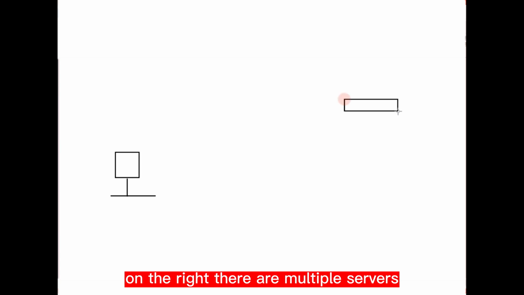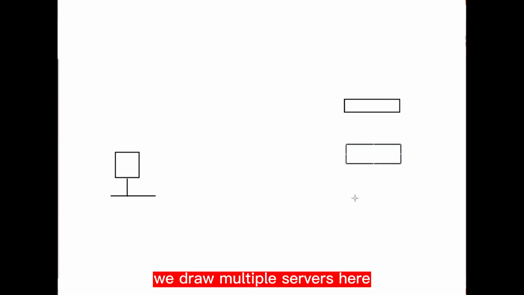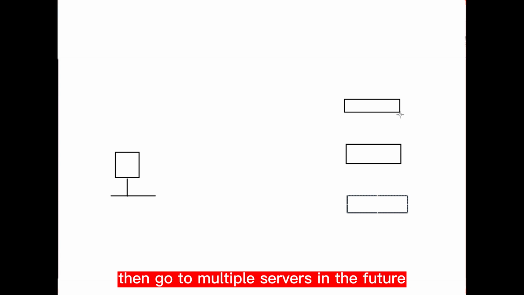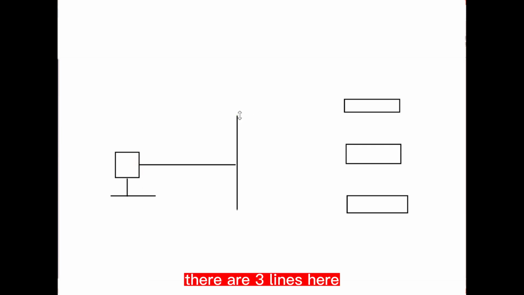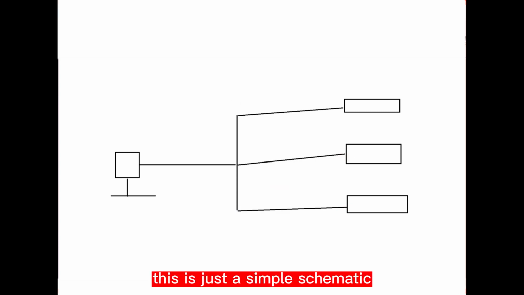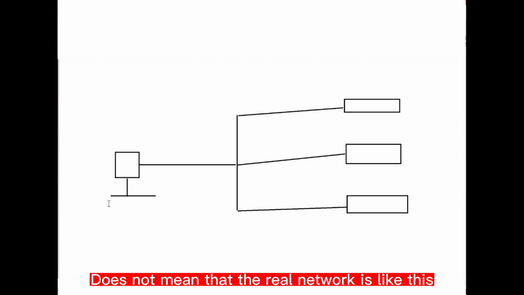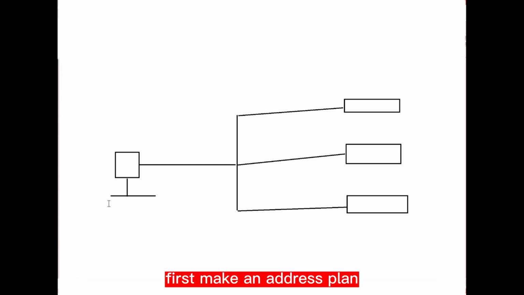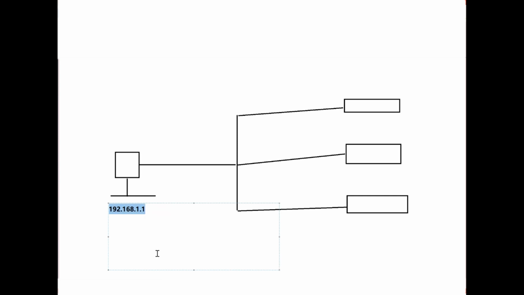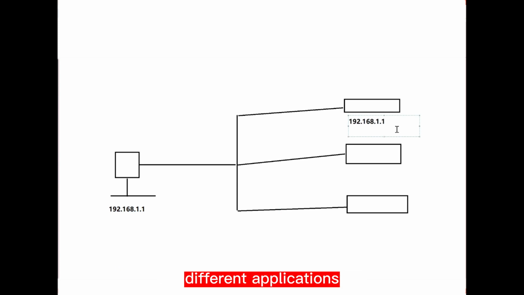For example, now there is a device on the left. This is a host. On the right there are multiple servers. We draw multiple servers here, to go to multiple servers in the future for corresponding data access. Now here is a line. There are 3 lines here. Connect separately. This is just a simple schematic. It does not mean that the real network is like this. First make an address plan. Let's say this is 192.168.1.1. Different ports correspond to different applications.